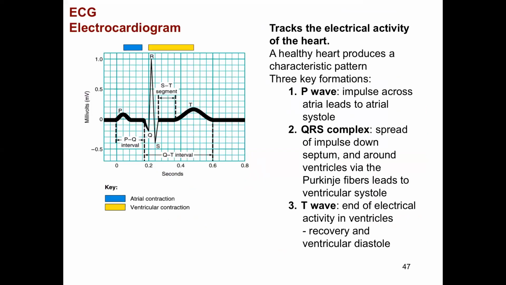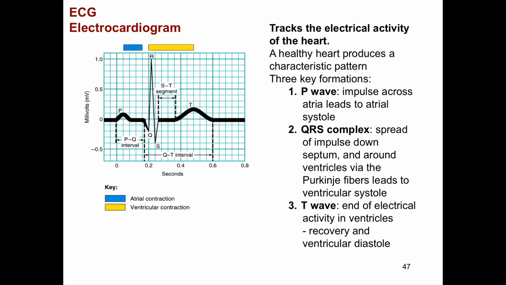So the QRS complex is what that's called, all right? Then the last wave, the T wave, is the cessation of electrical activity. So we have sort of a relaxation period now, and that's recovery in the relaxation of the ventricles. So that would be ventricular diastole. So remember, relaxation is called diastole, and contraction is systole.